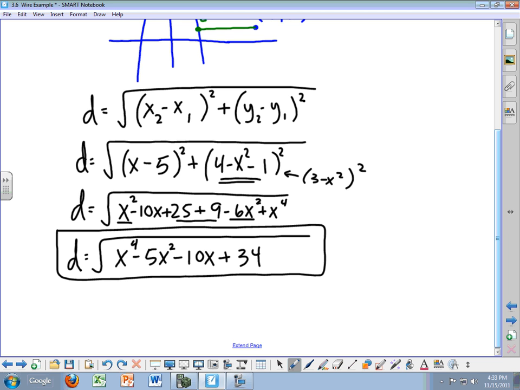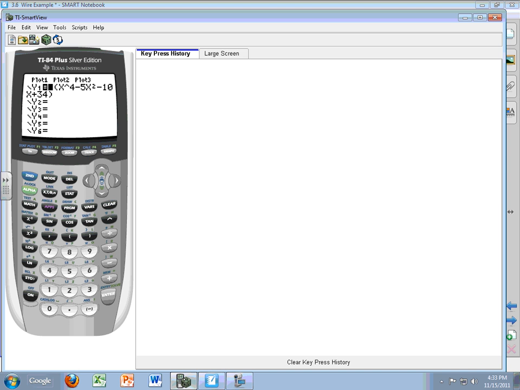So at this point, we're going to need to bring in a little bit of technical assistance from our fancy calculator. I've programmed our function into the TI-84. As you can see, we have in the Y screen x to the 4th minus 5x squared minus 10x plus 34, and there's a square root in front of it, which means we're taking the square root of the whole thing. For this example, I'm going to graph by zooming to standard. Keep in mind that the x values are the actual x values, the y values are the actual distances.